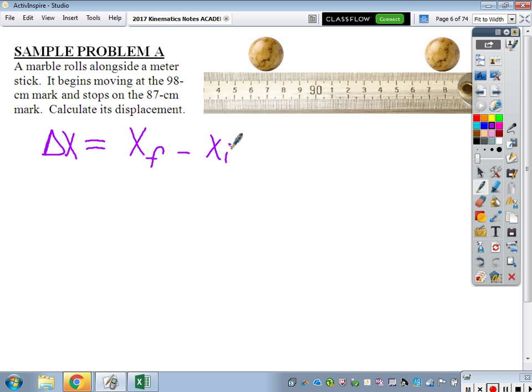All right, so now we need to take a look at the data in the problem, and we need to figure out what is our final position. Okay? So I'll put this out to you as a class. What are we going to plug in for final position? 87. Told you guys you were going to make mistakes.